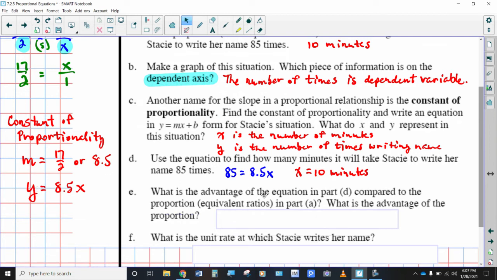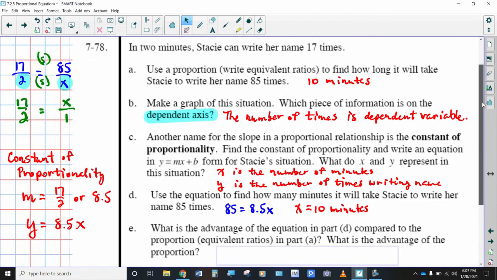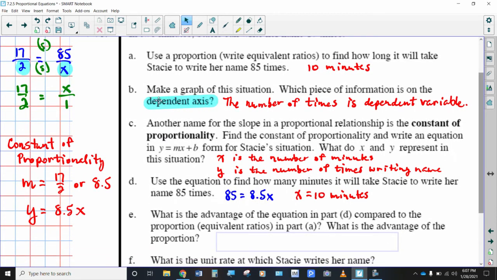Okay. So what is the advantage of the equation in part D compared to solving proportional reasoning? And I'll be honest with you, I don't know what the advantage is. I mean, I think both of them are relatively easy. If you know the value for y, you just divide and get your answer for x here. And if you know the value for x, you just multiply and get your value for y. But then, when you set up the proportion, it's so easy to look for giant ones or cross multiply. So I don't really think it comes down to anything other than your preference.